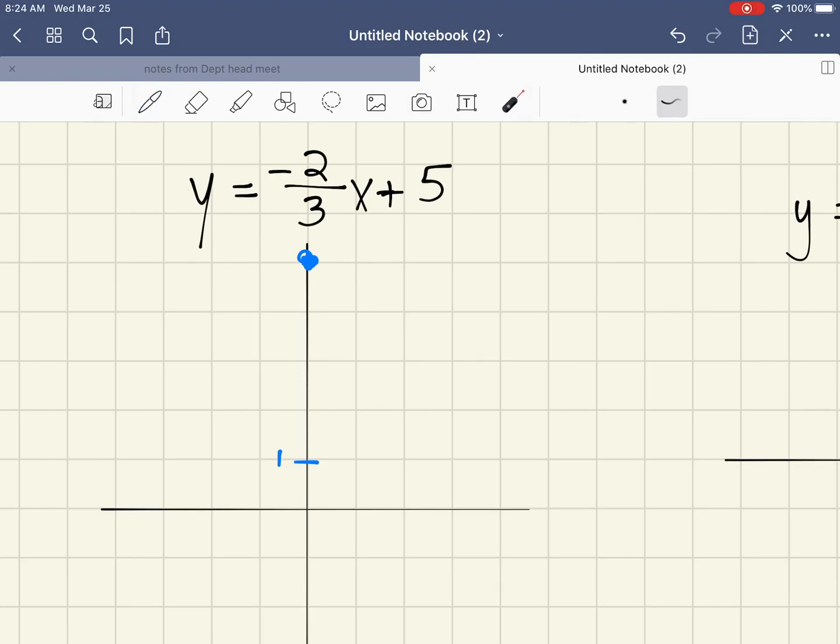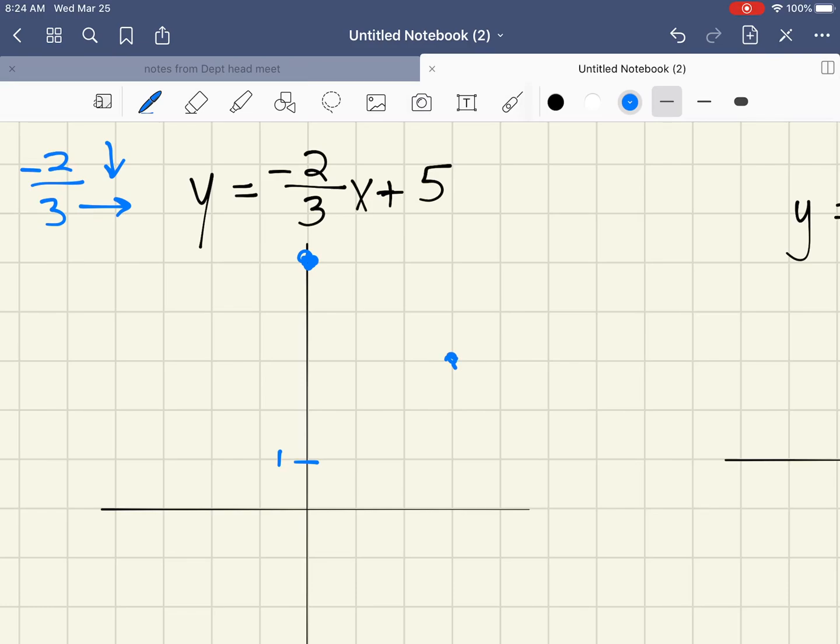From there, I look at my negative 2/3, which is the slope. So negative 2 over 3 is the rise over run. So I'm going to go down 2, the negative means down, and then right 3. So from there, I'm going to go down 2 and right 3. Puts me right here at the point 3,3.